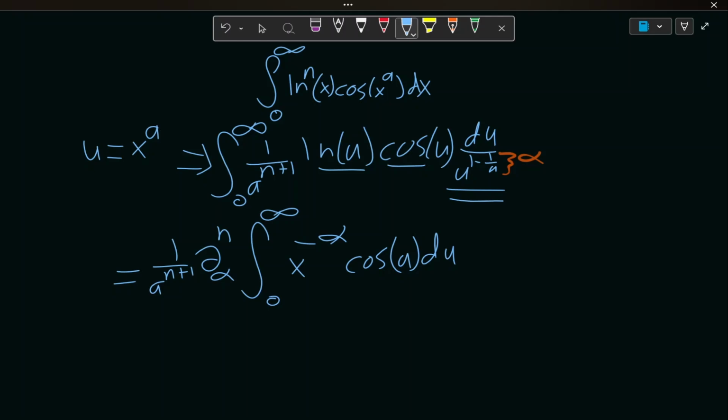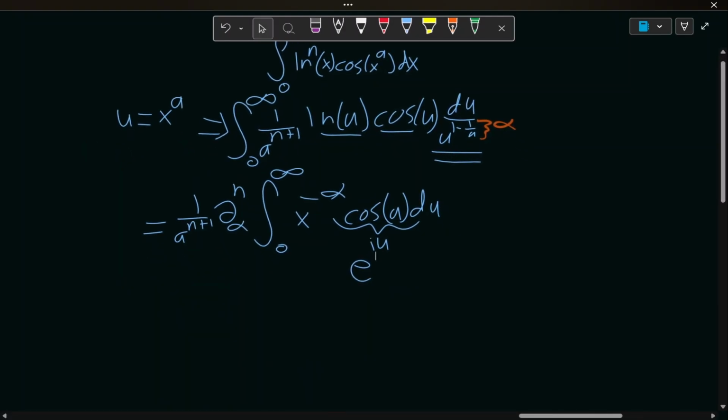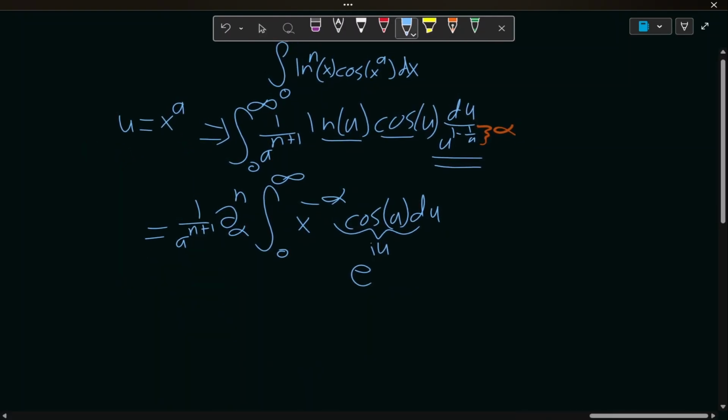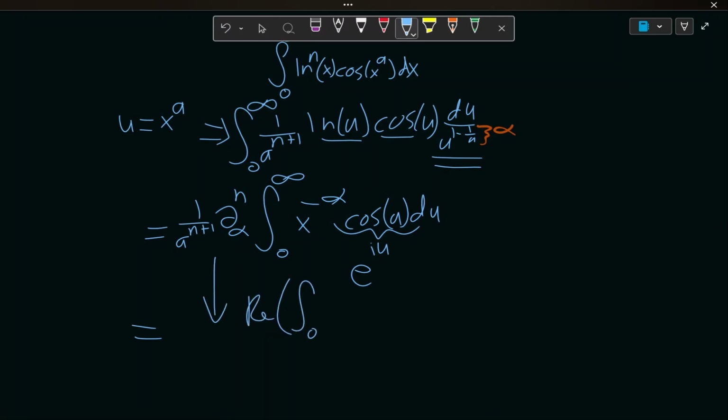Now we could do this with just the rest of the complex analysis with the cosine, but in all honesty, it is slightly easier in my opinion if we replace this cosine right here just with an e to the iu, which means that we can actually take this whole thing right here. So, bring that down right here. And then we just take the real part of the integral from 0 to infinity of u to the minus alpha times e to the iu. And then du, and close the parentheses.